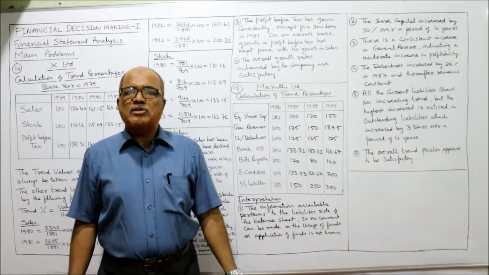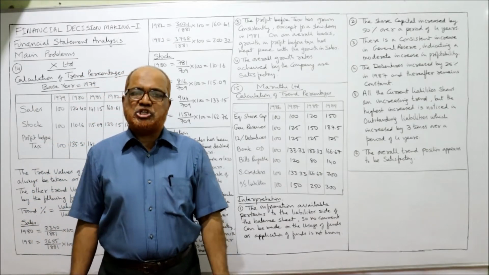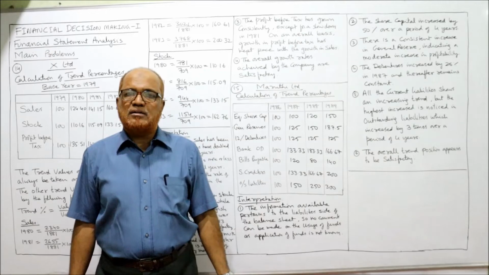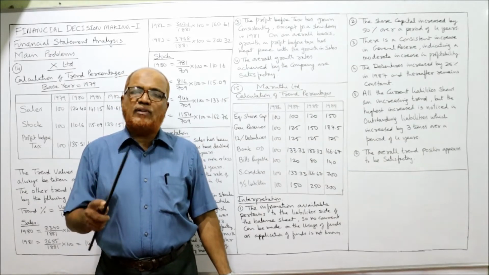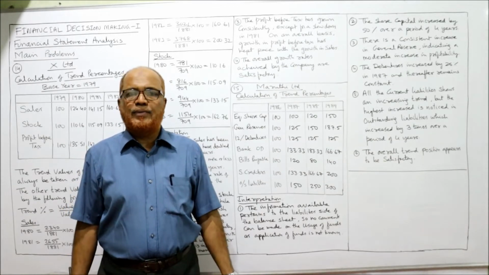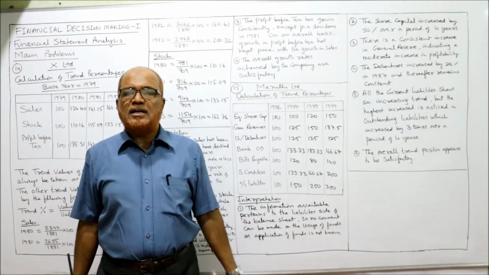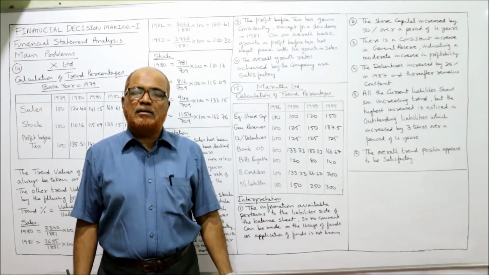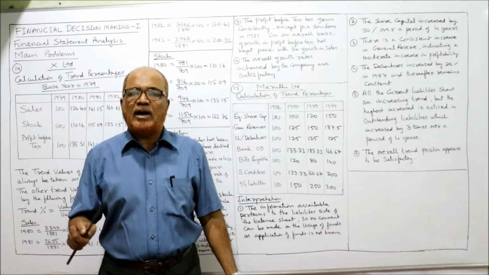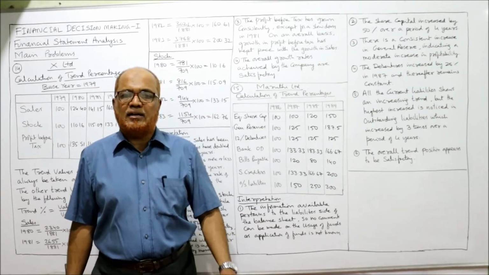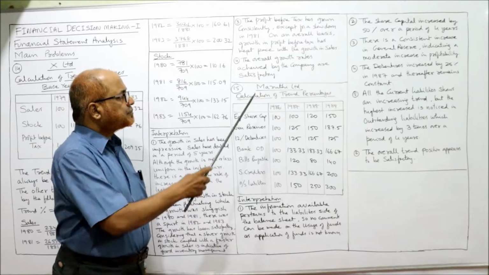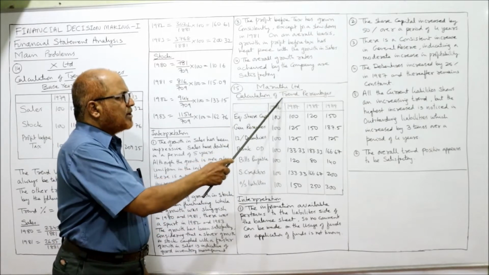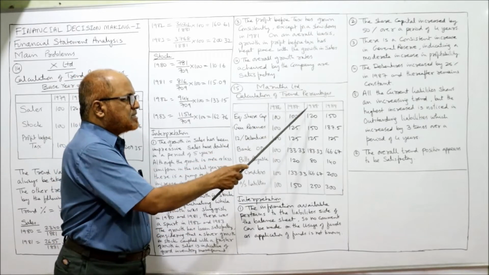We are given the variables of the liabilities side of the balance sheet. We are not given the asset side. Only a few items of the liabilities side are given. We have to calculate the trend percentage taking 1986 as the base year. For the base year, all trend values will be taken as 100. Now see. Maruti Limited, calculation of trend percentages, 86, 87, 88, 89.